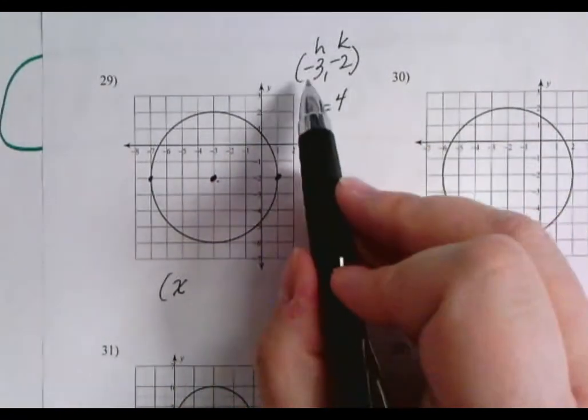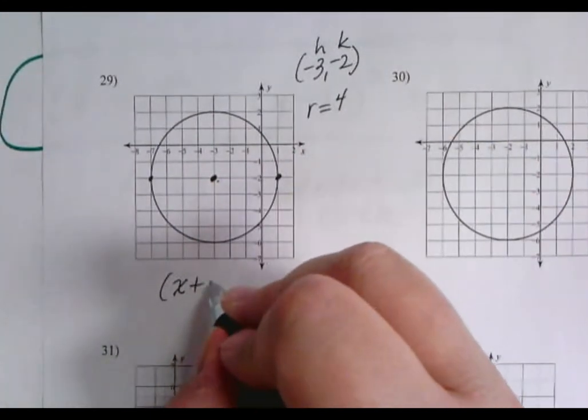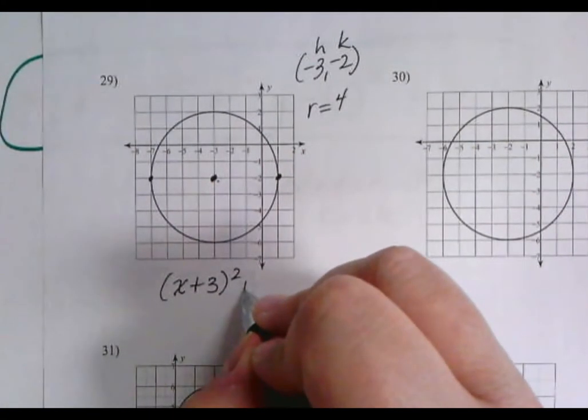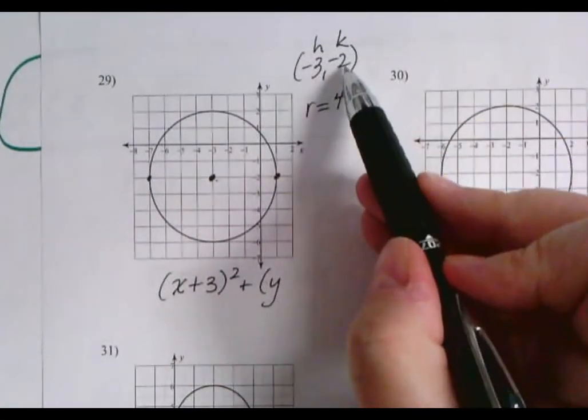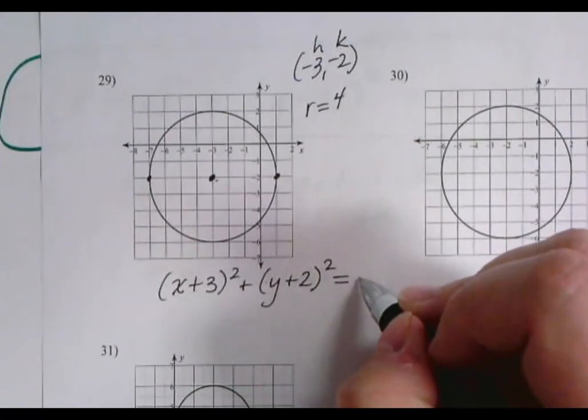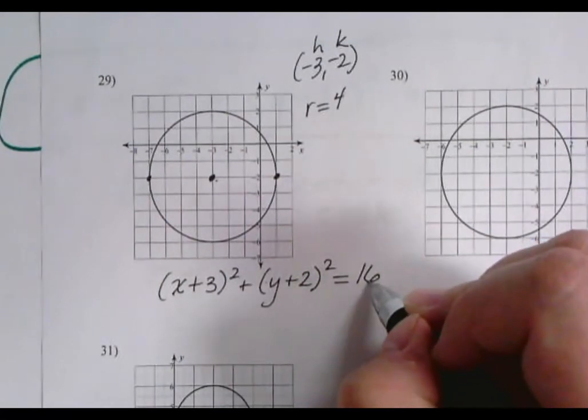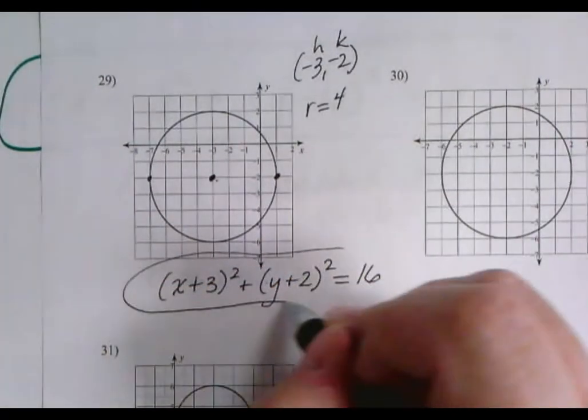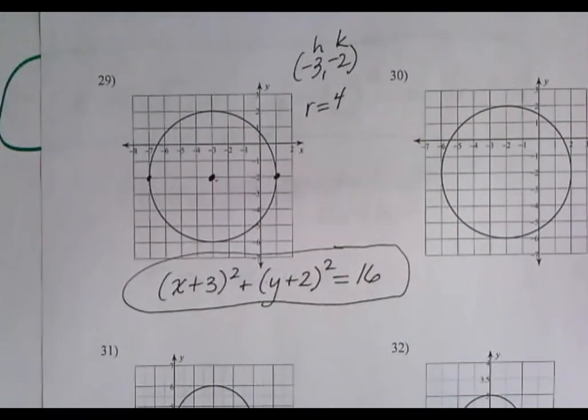X minus h is going to be +3 squared. Y minus k is going to be +2 squared equals r squared. So 4 squared is 16. Excuse the beeping of my projector. So there's my equation. Now, I mentioned there's another way to find the circle.